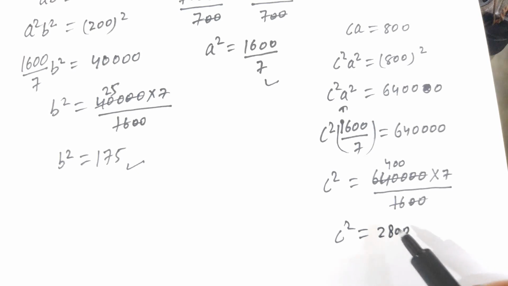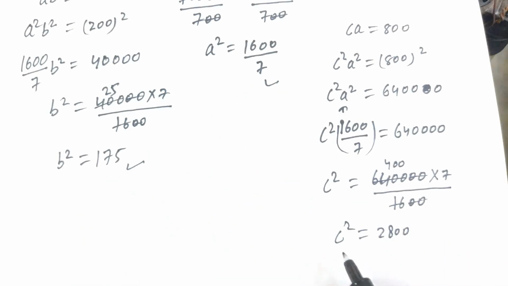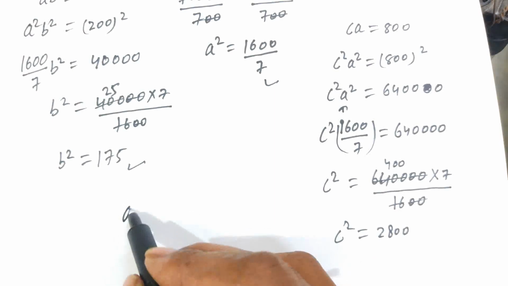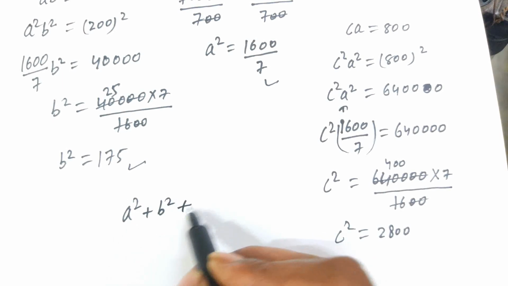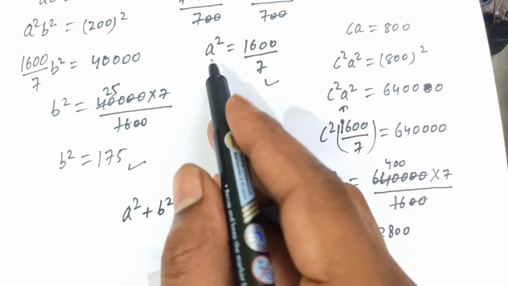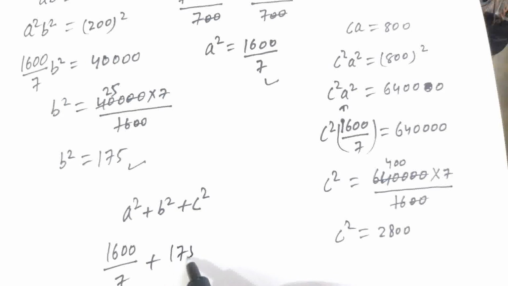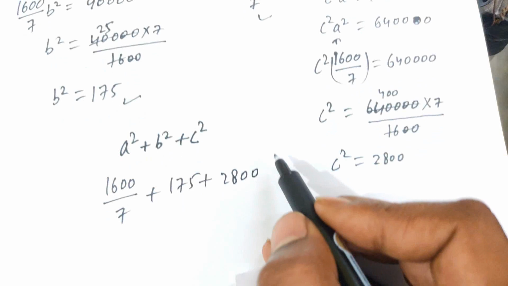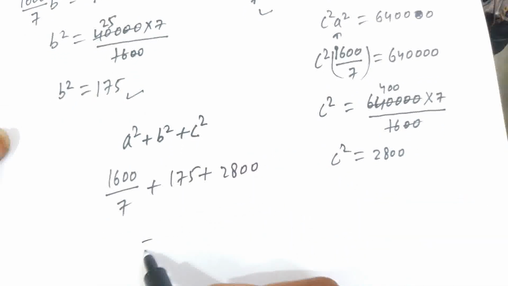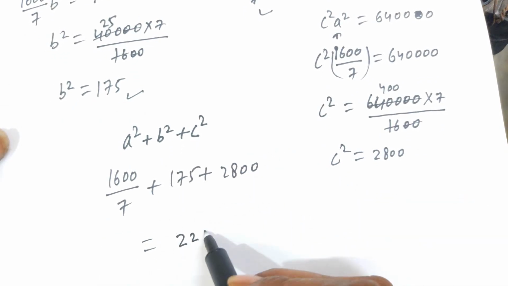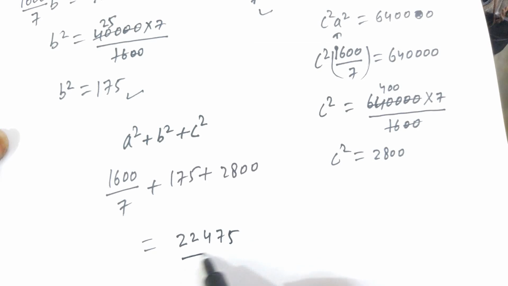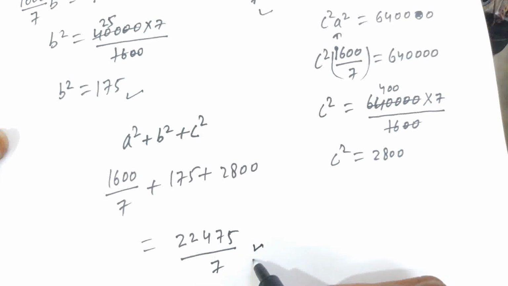So students, we have the value of a square, b square and c square, and we know that we will find out the value of a square plus b square plus c square. So the value of a square is 1600 divided by 7, the value of b square is 175, and the value of c square is 2800. Now if we add all the expressions, then we will get 22475 divided by 7. Students, this is our final answer.